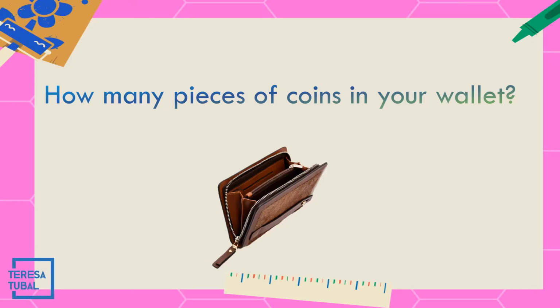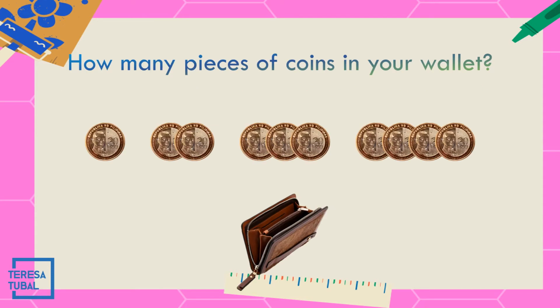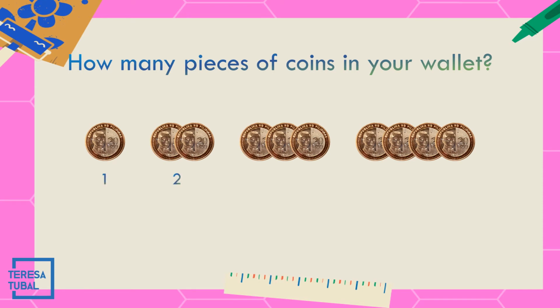How many pieces of coins in your wallet? So we have 120 coins, and then 220 coins, 320 coins, 420 coins. To get the series of these pieces of coins in your wallet, we need to add. So that is 1 plus 2 plus 3 plus 4. So we have 10 coins in your wallet.